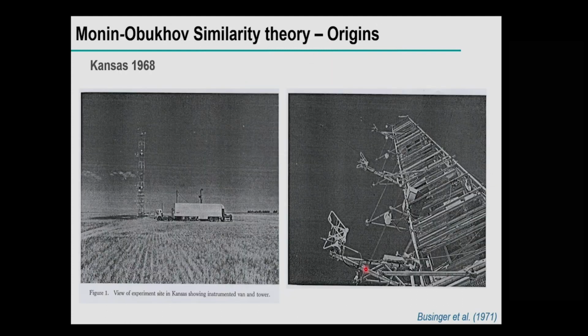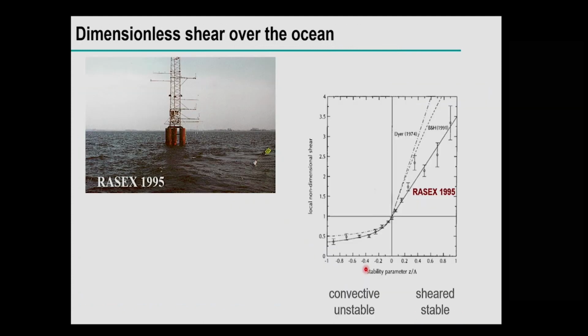So I'd like to take a step back and actually talk about these universal functions of, for instance, dimensionless shear, and they all stem from measurements over land. So from this Kansas experiment, where they did the eddy covariance measurements over cornfields. Now you do see waves in cornfields, but do they look like what we have in the ocean? Probably not. So this was the original work, and then later on, there have been efforts to measure it overseas.